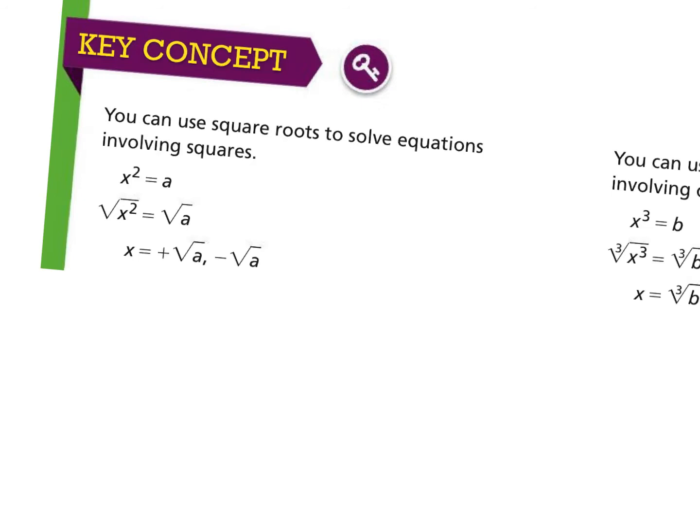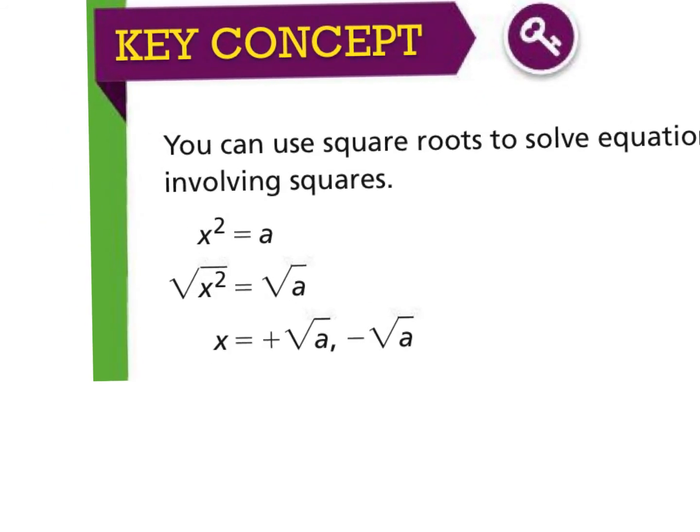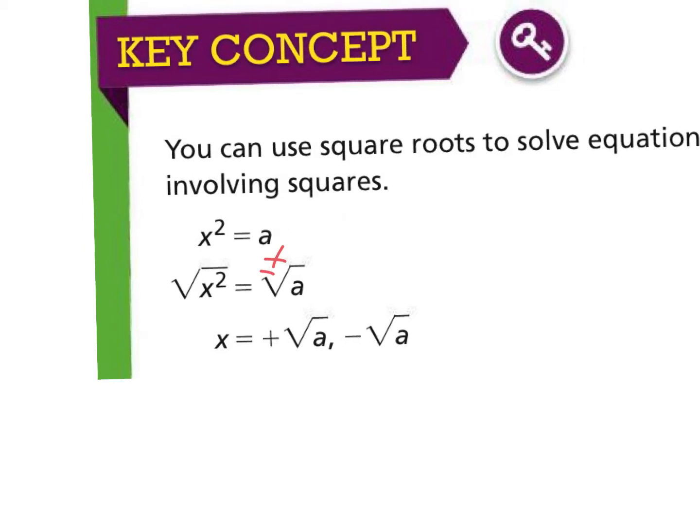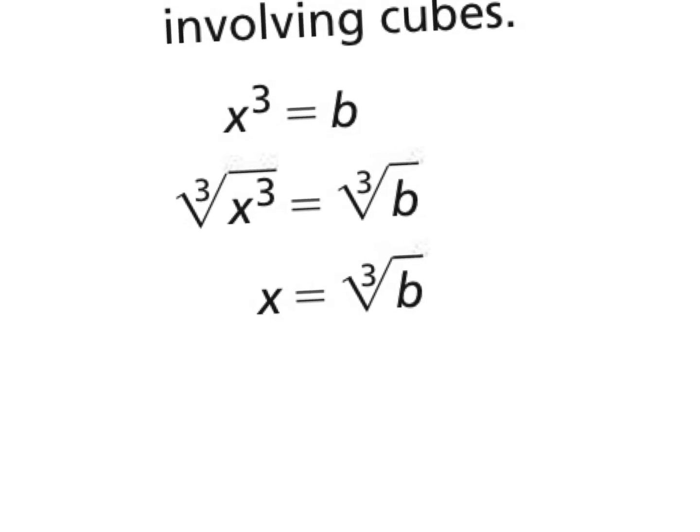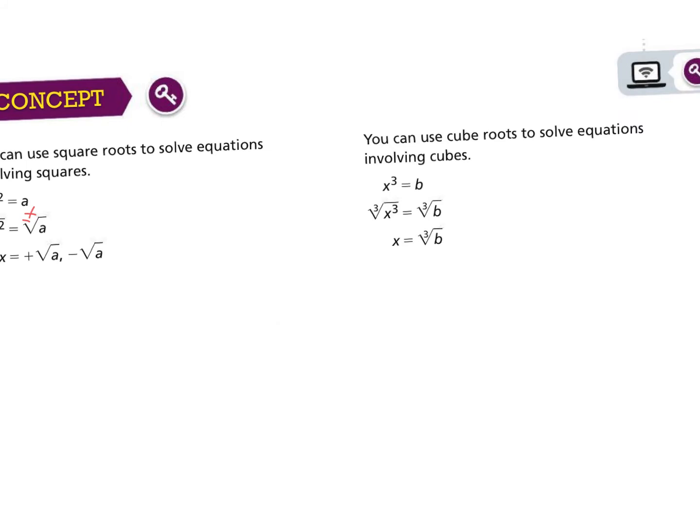So the key concept: if a variable is being squared, we can do the square root, and then we can go ahead and put plus or minus on that. If we have a cube root, or if a variable is being cubed, we can take the cube root on both sides.